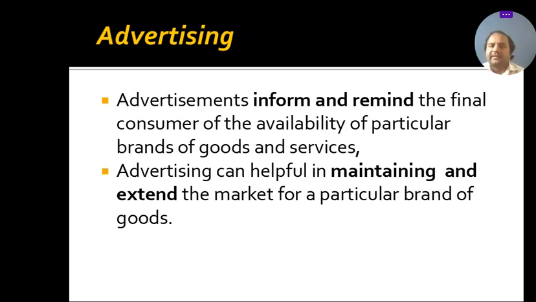Advertising. Advertising and promotion techniques inform and remind the consumer about products and services, and an advertising company can build its brand name. Advertising helps maintain and extend the market for a particular brand of good. Through advertisement, you communicate to the consumer the availability of the good. After watching the advertisement, the consumer goes to the market and purchases the good. These are the factors that support the businessman to increase trade. Now I hope you understand the role of aids to trade in commerce.